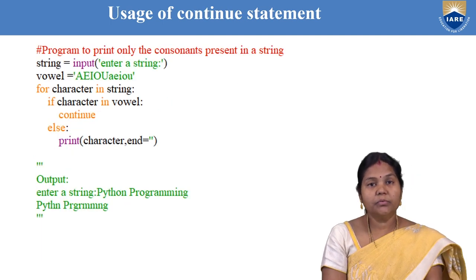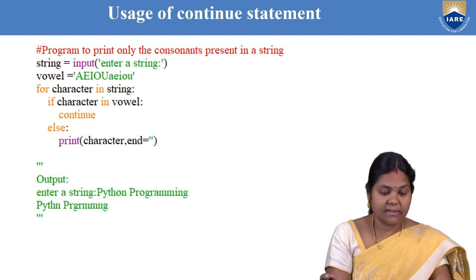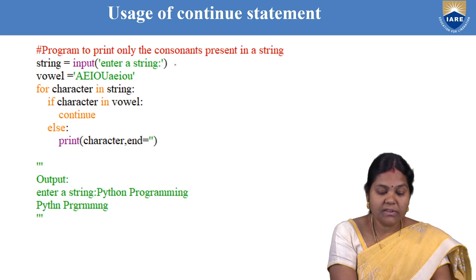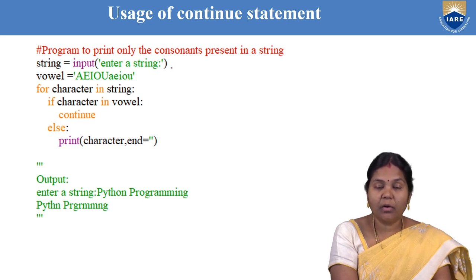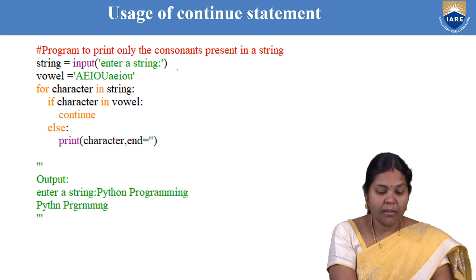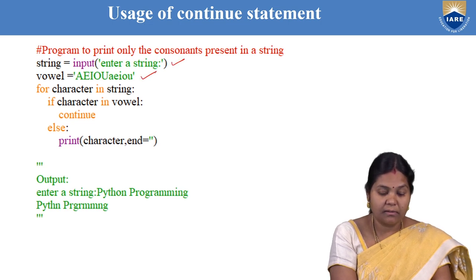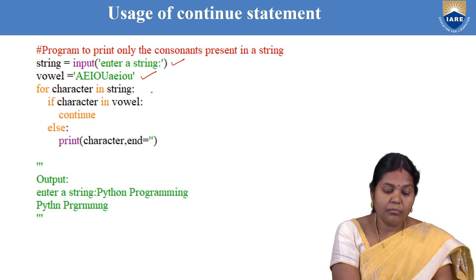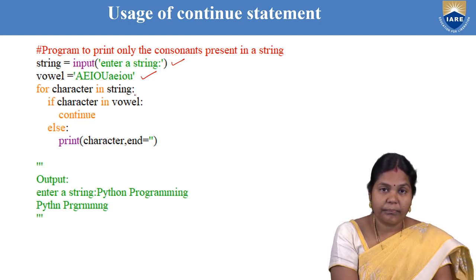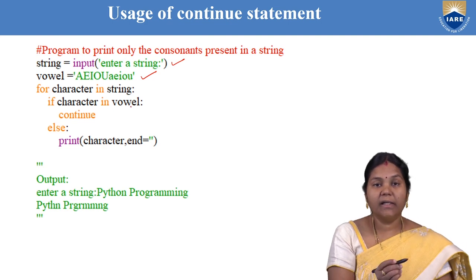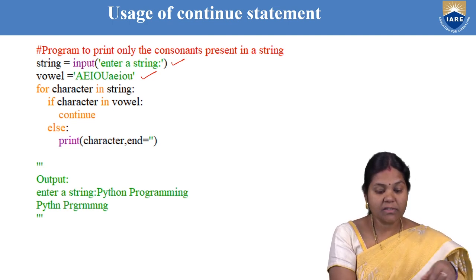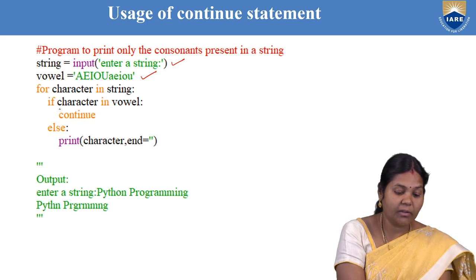Similarly, how to use a continue statement? Let us see this example. Suppose you want to print only the consonants present in a string, and if there is a vowel, then you want to skip it. First you read a string, and we have defined the vowels as a set of characters, which is a string over here. For every character in the string, you check whether it is present in the vowel list. If it is present, then simply continue the loop.